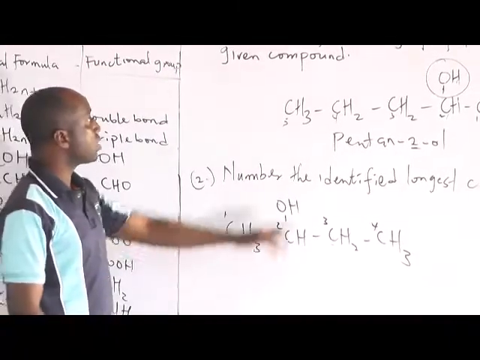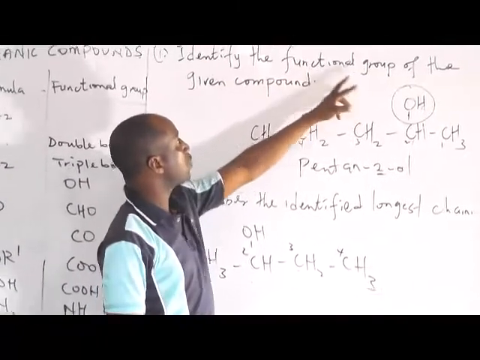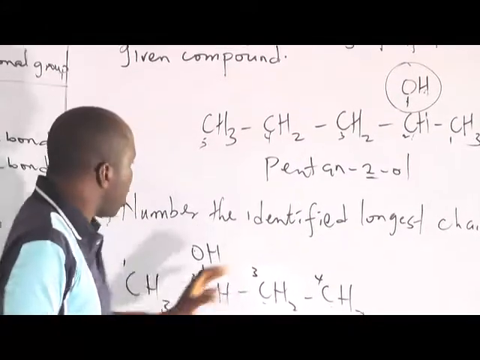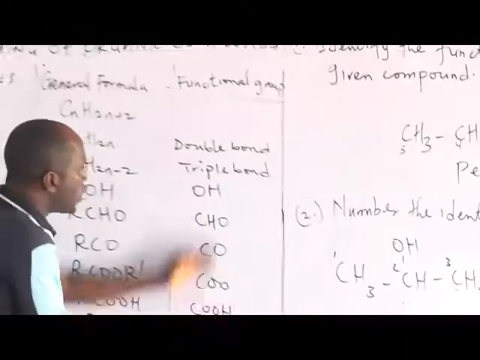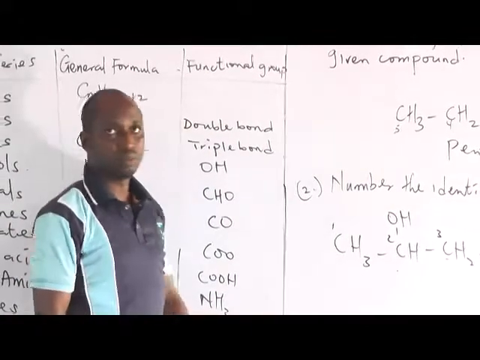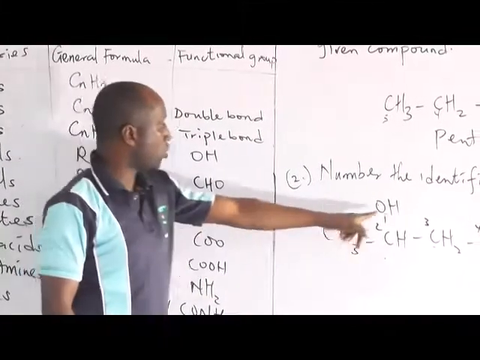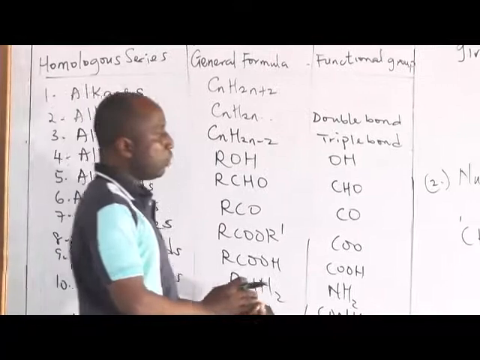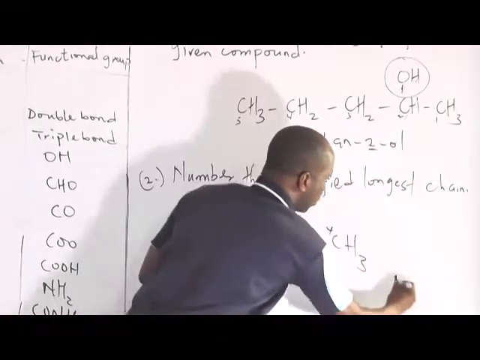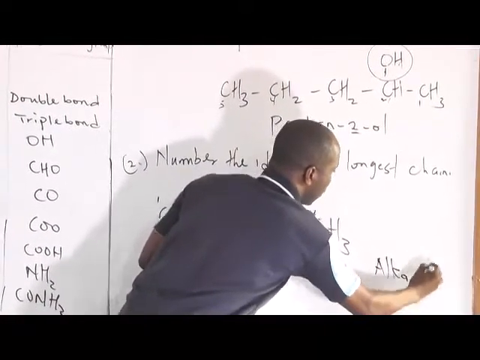Rule number 1 says identify the functional group of the given compound. So you just look at this compound, then come to this table. Which of these functional groups is present in this compound? If you look at it very well, you know that this is OH. So looking at this, you know that it belongs to this family. And the name of the family is alkanol. That's the name of the family.